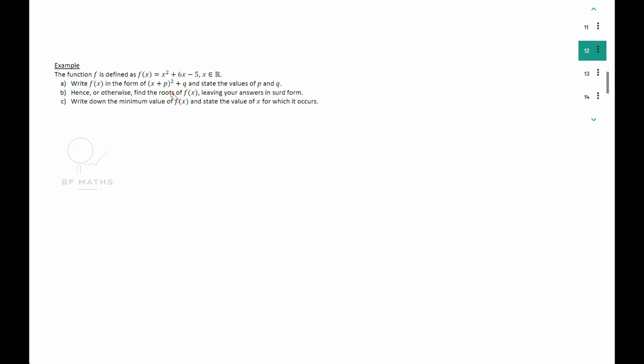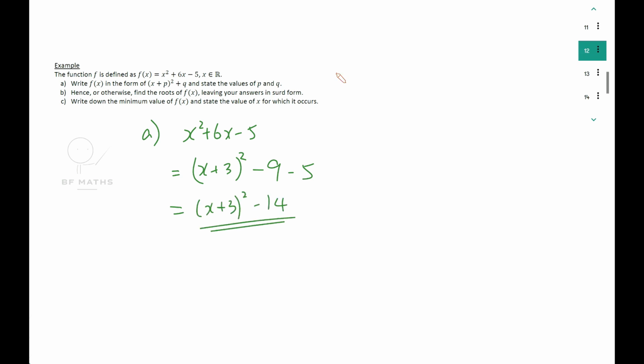So question A, this format is the completing the square format. So the question wants you to complete the square essentially. To do completing the square, let me copy the question first. We halve that number: (x plus 3) squared, subtract this 3 squared, which is 9, minus 5. So (x plus 3) squared minus 14. To double check your answer, you can expand the bracket and simplify it. You should get back to your original function.